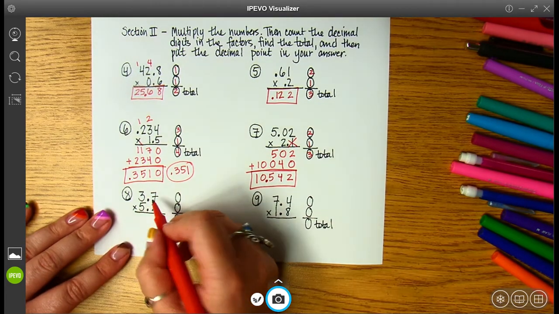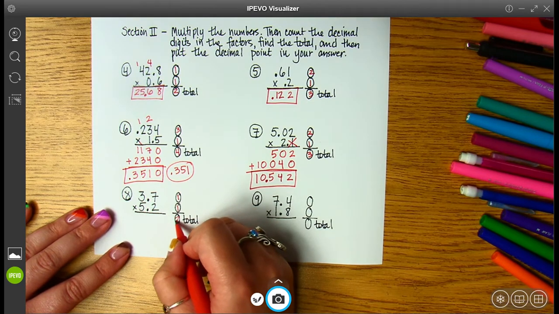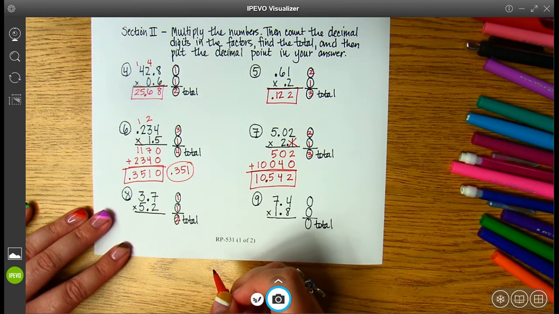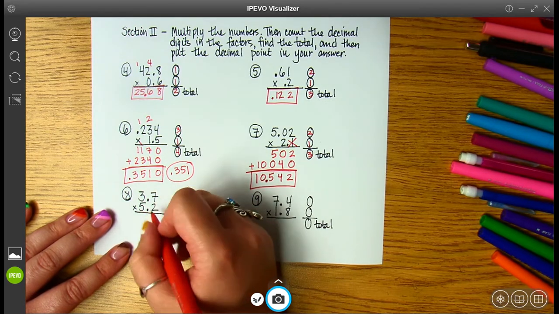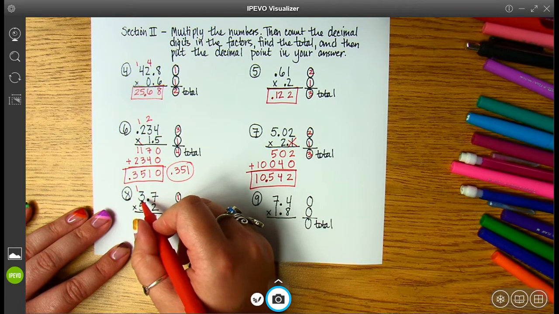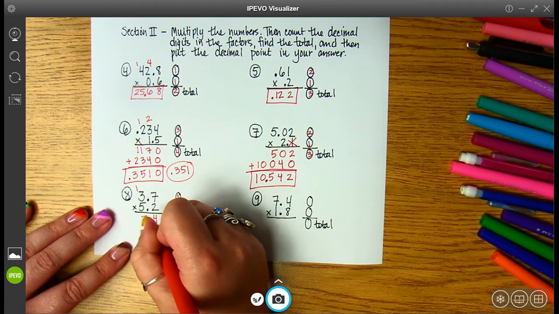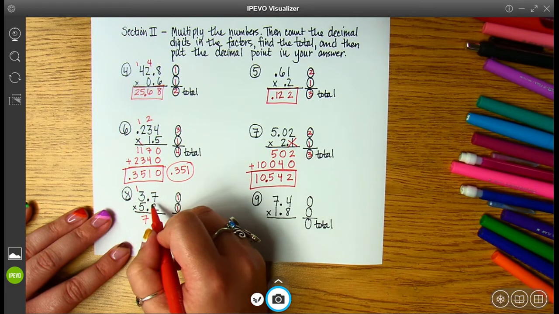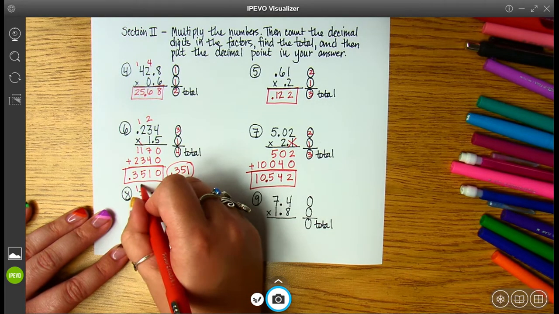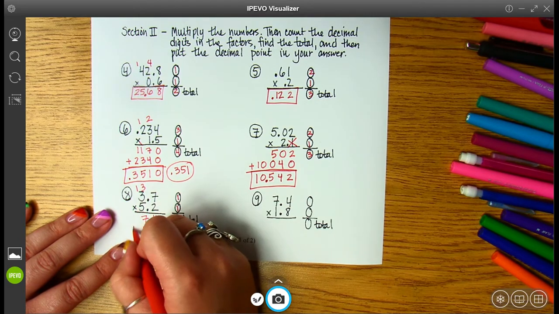Okay, 1 number after the decimal, 1 number after the decimal, for a total of 2 numbers after the decimal for my answer. 2 times 7 is 14. 2 times 3 is 6, plus 1 is 7. There's my 0 placement holder. 5 times 7 is 35. 5 times 3 is 15. 15 plus 3 is 18.